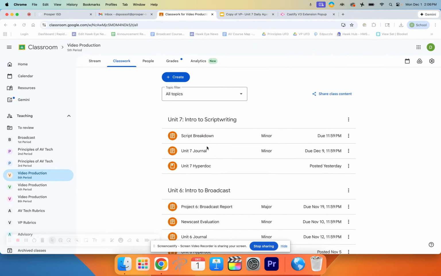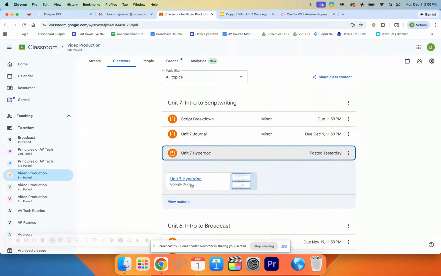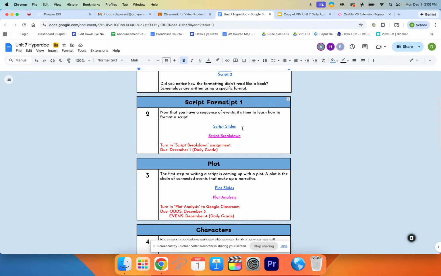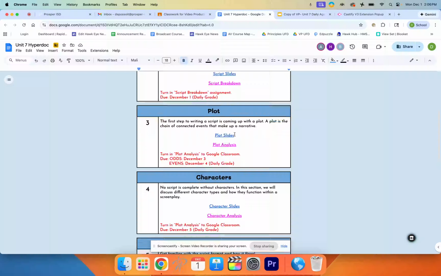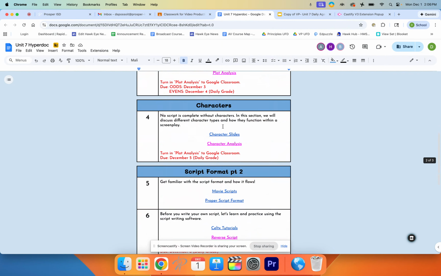Okay, so after we have done the journal, we are now going to get started on today's lesson. So first thing we're going to do is we're going to go to the HyperDoc. Monday we went over script formatting and script breakdown. Tuesday we went over plot slides and plot analysis. Today we're going to talk about character slides and character analysis.